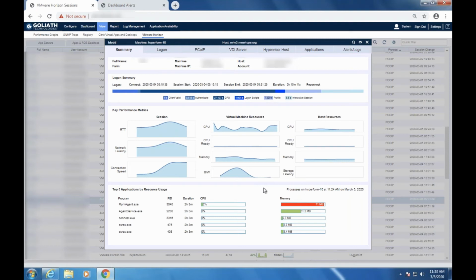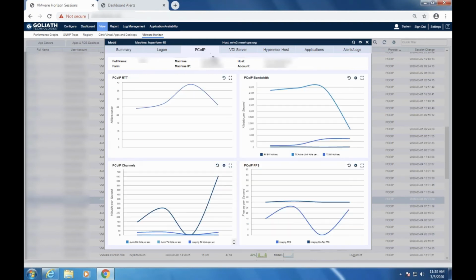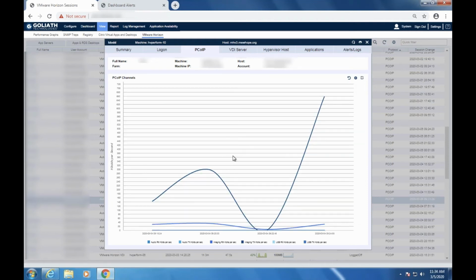Another thing that added complexity in this environment was the use of the soft phones. So if we flip over here to the PCoIP session, and this will change obviously if it was a Blast session, in this environment we have PCoIP. What they were also able to see was the different channels that were being utilized inside of the Horizon session, which was important particularly for the network team.